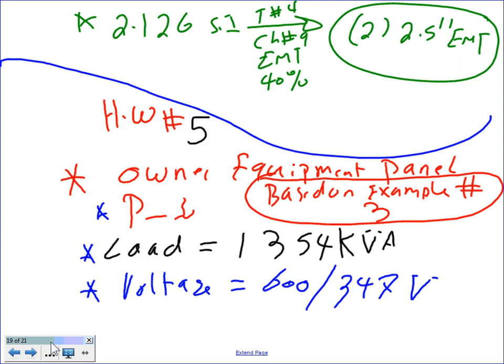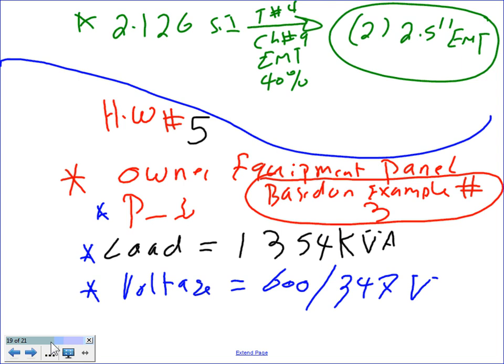Owner, what is that scratching mean? Owner equipment. No, the word owner. Here? Yeah. This is P-1, panel 1. Oh, okay. I just gave it a name. Okay, let me read it one more time because my handwriting is chicken scratch. Owner equipment panel, P1, based on example number 3. Everybody knows what example number 3 is in the book, in the assignment.